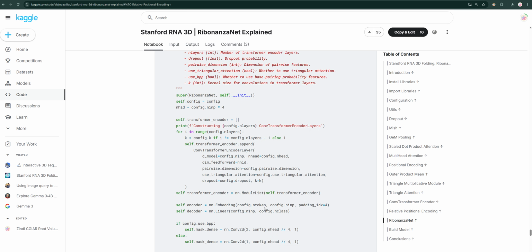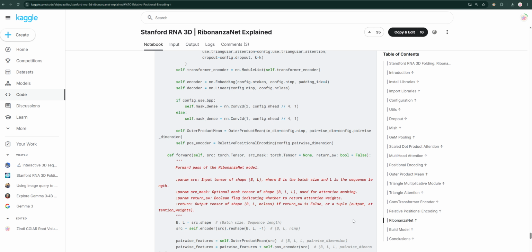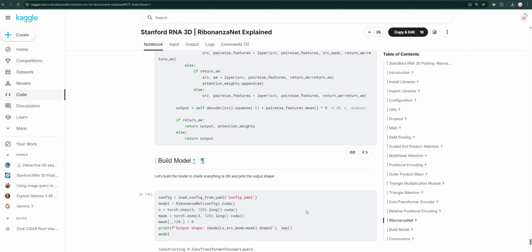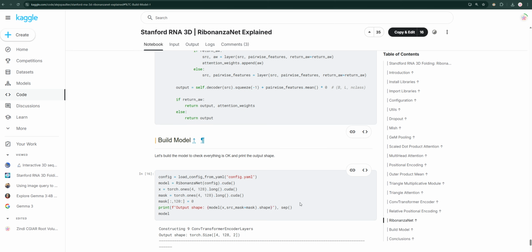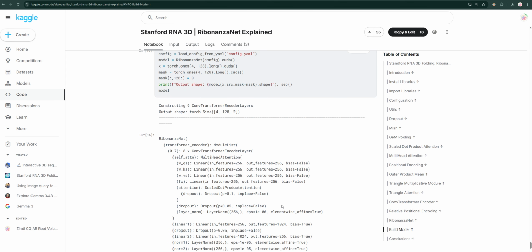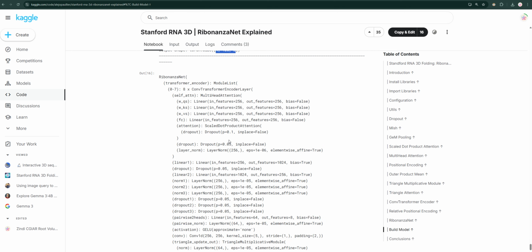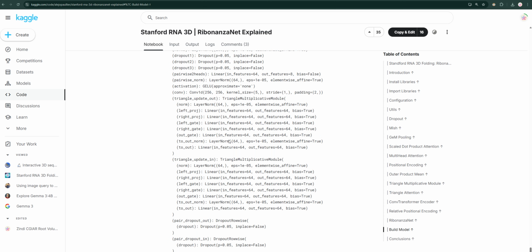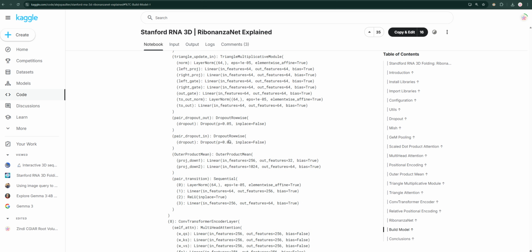In the final technical section, the notebook instantiates the model with the configured parameters and runs a simple forward pass to verify everything works correctly. With an input batch of 4 sequences, each 128 nucleotides long, the model outputs predictions with a shape of 4, 128, and 2. This demonstrates that the implementation is functional and ready for training on RNA sequence data.